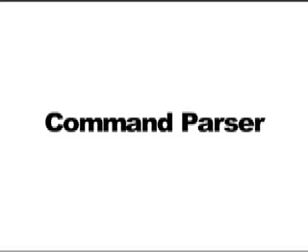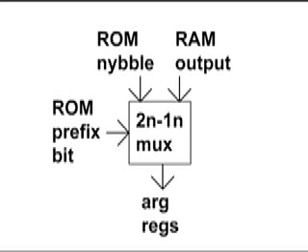Command parser. A 2-nibble to 1-nibble multiplexer, abbreviated as MUX, determines what data should be fed into the argument registers. The argument registers will be described later. Recall that the ROM outputs a nickel, or 5 bits. The first bit is called the prefix bit, while the remaining 4 bits are the data nibble. When the prefix bit is 0, the ROM data nibble is stored in the current argument register. When it is a 1, the data in RAM is stored in the argument register instead. This allows commands to call a variable to substitute any of its arguments.